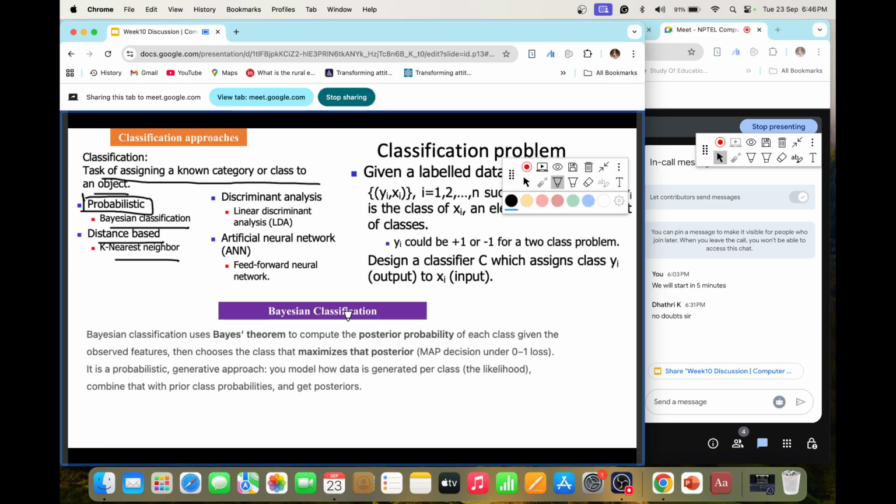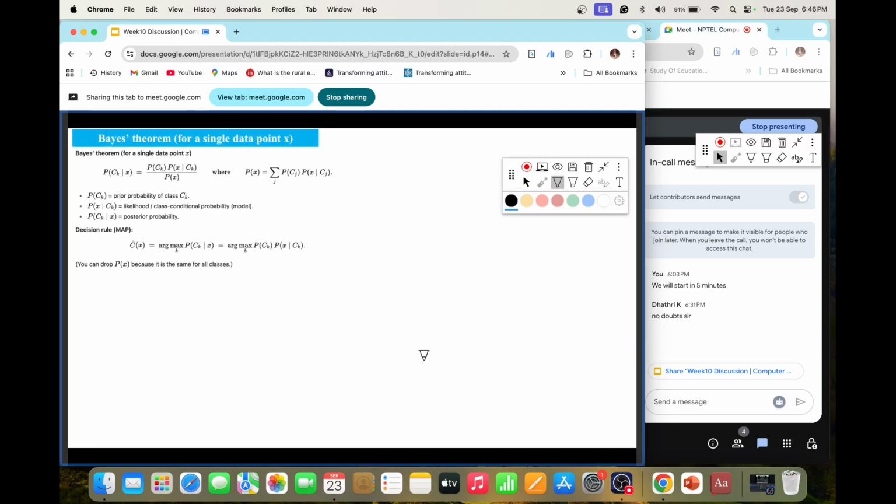Regarding Bayesian classification, it uses the Bayes theorem to compute the posterior probability of each class given the observed feature, and then chooses the class that maximizes the posterior. Let's discuss this with the formula. You will get so many data points. For each data point, you can easily calculate P(x), which is nothing but the probability of the data point. You can also calculate P(C_k), that is the probability of each class.